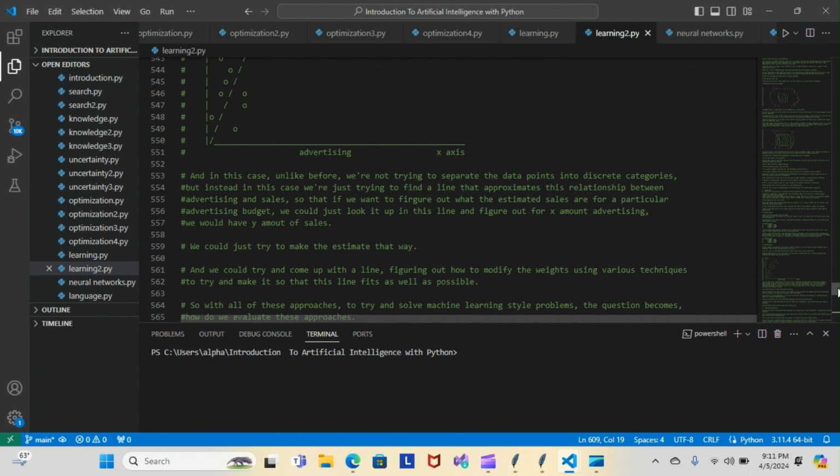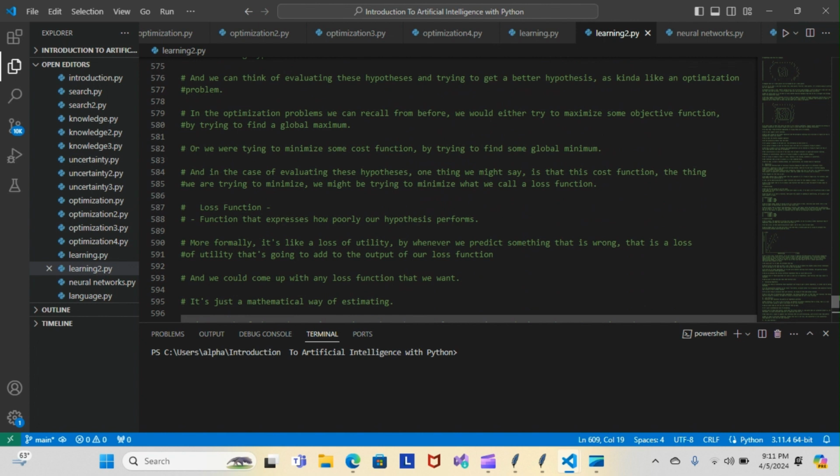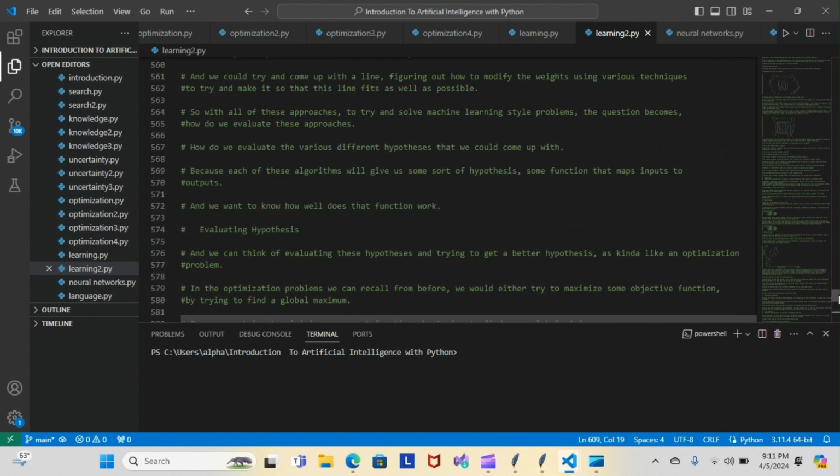And we could try and come up with a line, figuring out how to modify the weights using various techniques to try and make it so that this line fits as well as possible. So with all of these approaches to try and solve machine learning style problems, the question becomes, how do we evaluate these approaches? How do we evaluate the various different hypotheses that we could come up with? Because each of these algorithms will give us some sort of hypothesis, some function that maps inputs to outputs. And we want to know how well does the function work. That's where we're going to step into evaluating hypotheses.